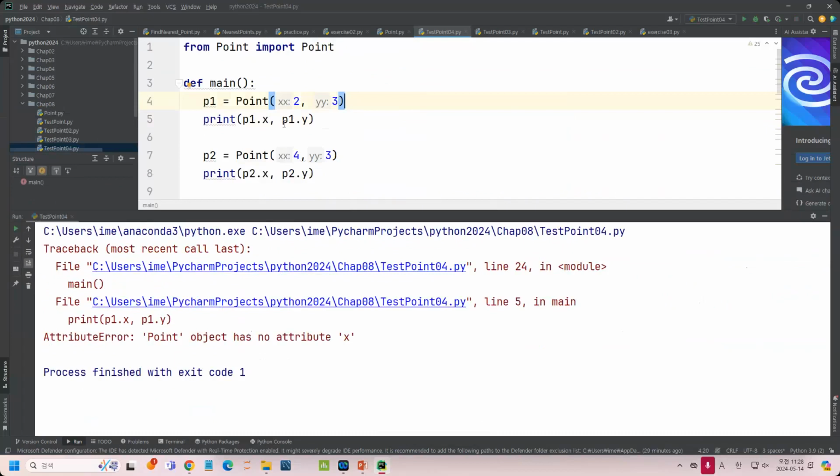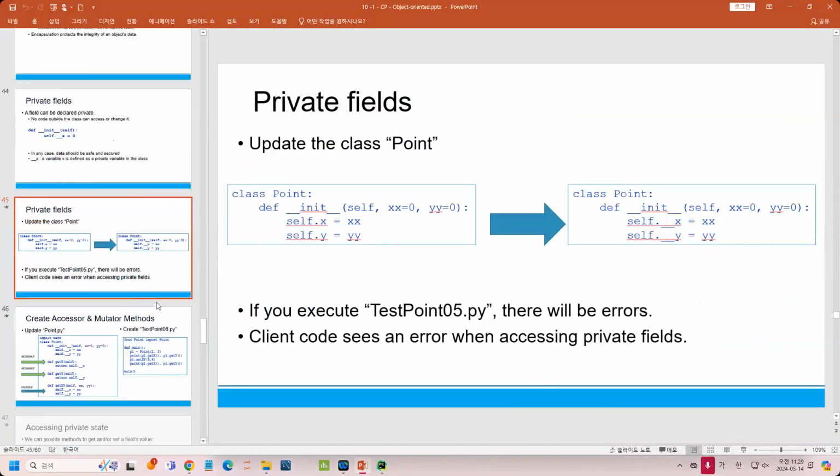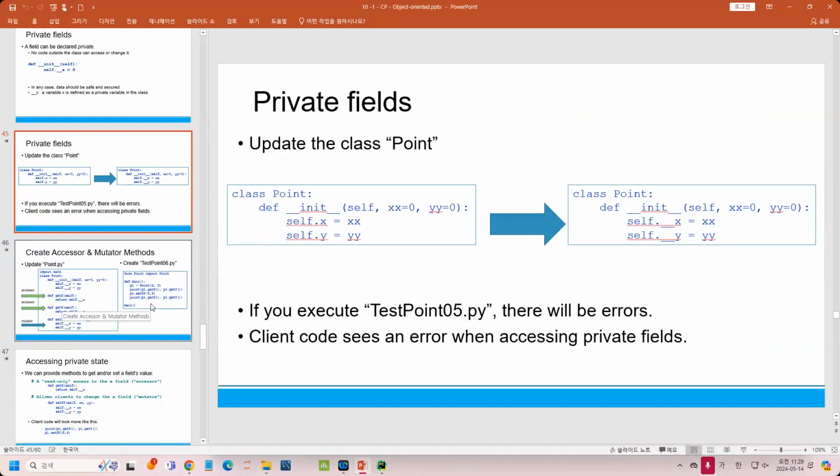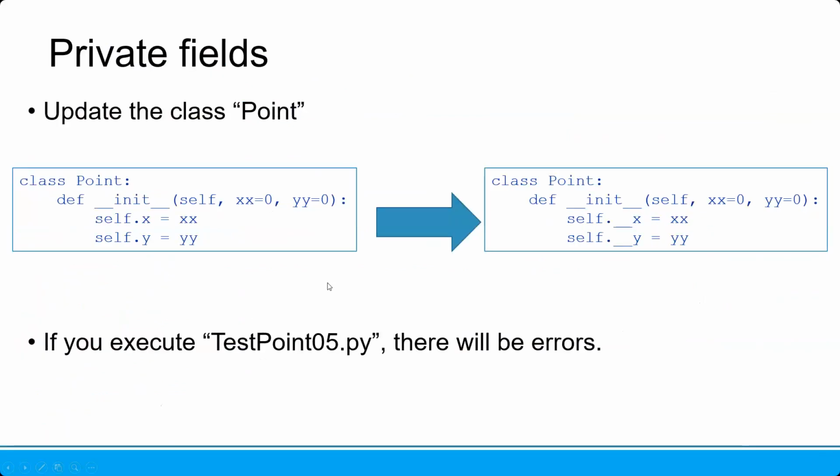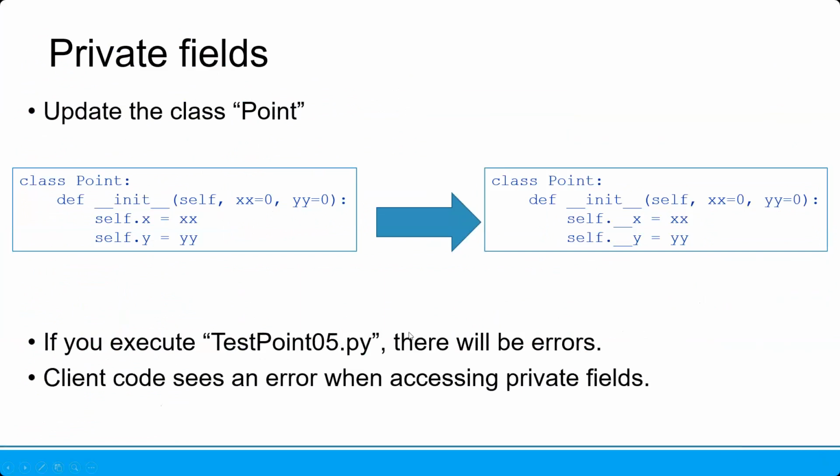So this is the developer agreement: when you want to make an attribute private, you put the underbar. If you execute the client, there will be errors. The client code sees an error when accessing the private fields.